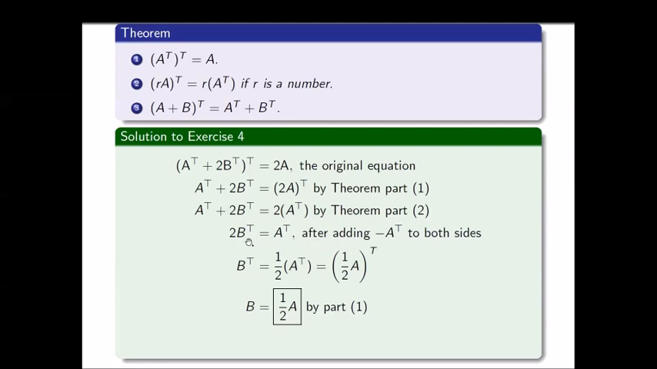And what we're left with is 2B transpose equal to A transpose. That gives us that B transpose is half times A transpose. In other words, transpose of half times A. And then you take transpose on both sides again, and we get B equal to half times the matrix A. And if you want to verify your solution, just plug back in B equal to half A in the original equation, and then you see that the left-hand side is the same as the right-hand side.